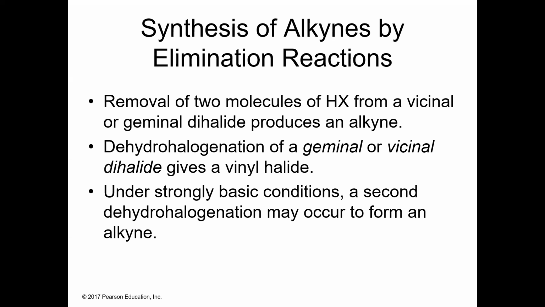Okay, industrially, we saw that we could make acetylene from either coal or natural gas. And of course, acetylene is readily available commercially. We can do a double dehydrohalogenation, that is removal of 2 molecules of HX from vicinal or geminal dihalides. We can do dehydrohalogenation of a geminal or vicinal dihalide to give a vinyl halide. And under strongly basic conditions, a second dehydrohalogenation may occur to form an alkyne.